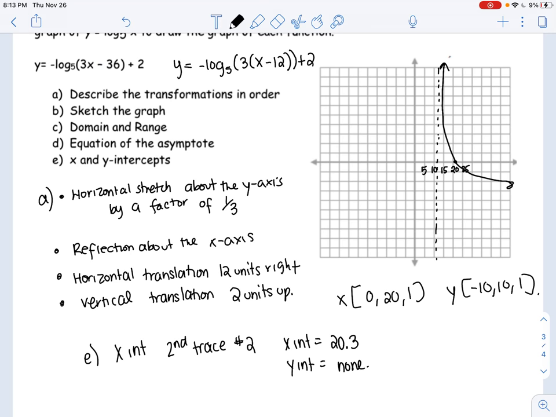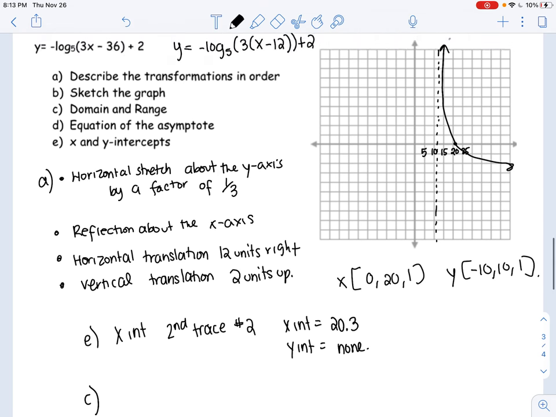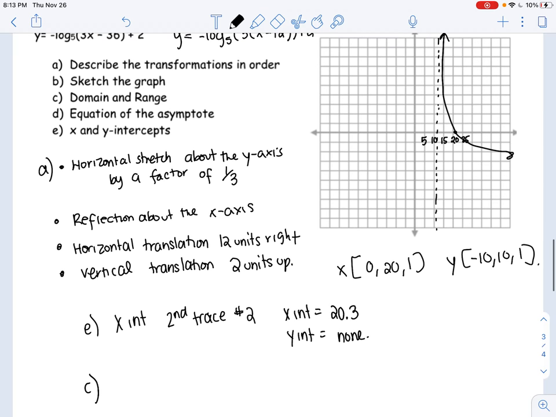Okay, so we sketched it, and then we're going to do the domain. So I'll do the domain next because I like to always see it first and look at kind of the x-intercepts and y-intercepts first. So my x-intercept, or sorry, my range and domain.